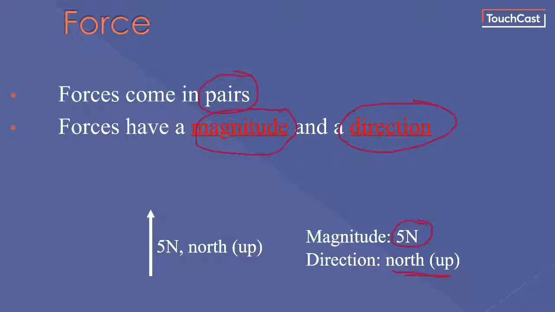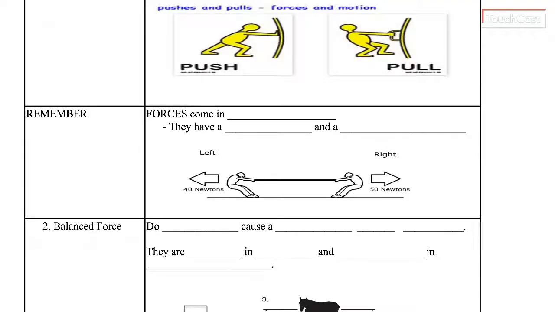So if I did this, I have a box. You'll see boxes is a common example. And I push in on this box 6 newtons. My magnitude is 6 newtons, and then my direction would be pushing to the left.